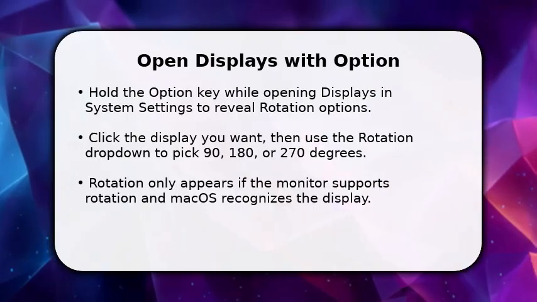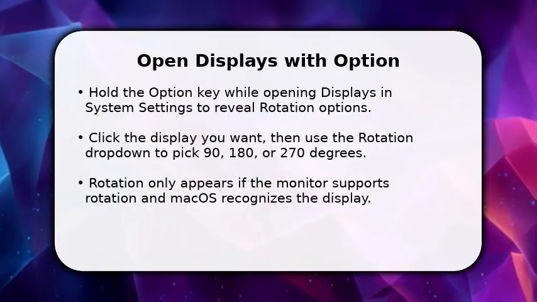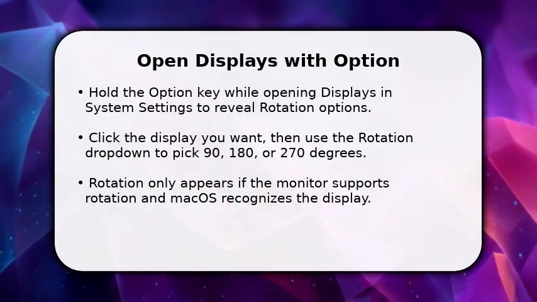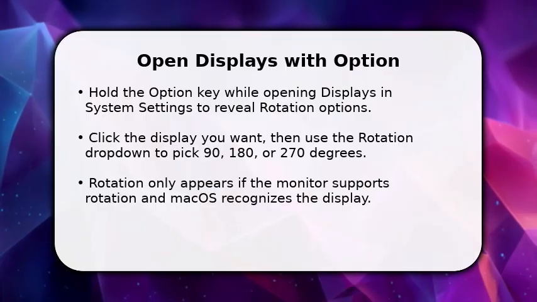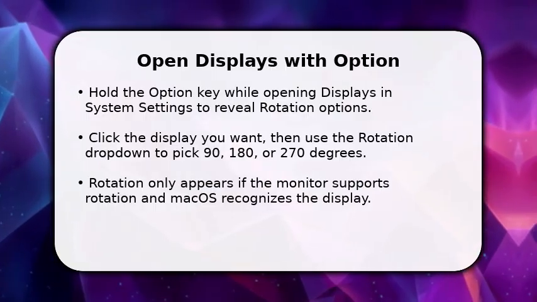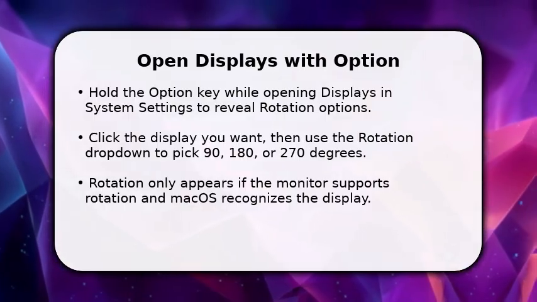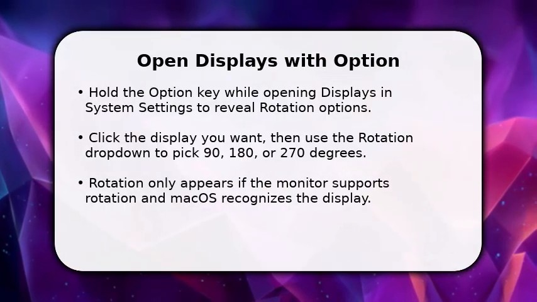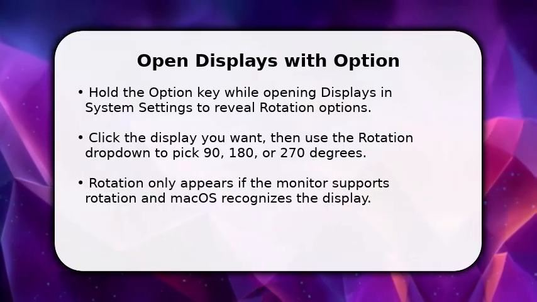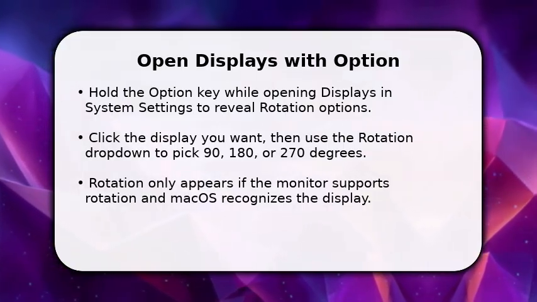Begin at your Mac desktop and open System Settings or System Preferences now. Hold the Option key while clicking Displays to reveal hidden settings. Select the specific display icon that represents your external monitor now. Look for a rotation drop-down that lists 90, 180, and 270 degrees.